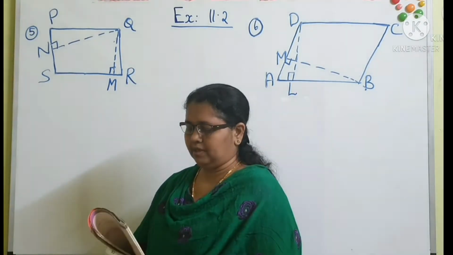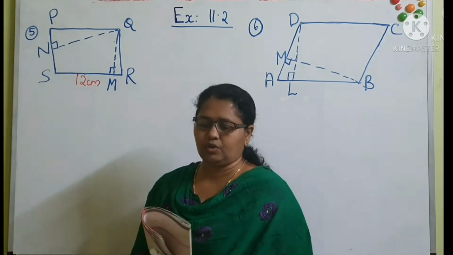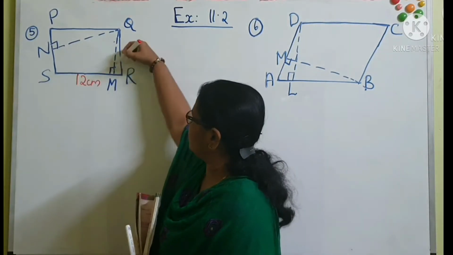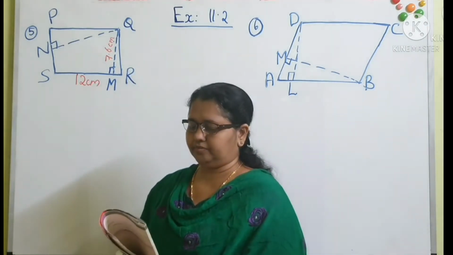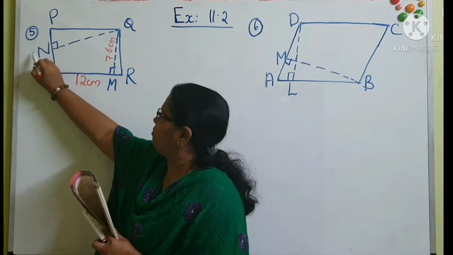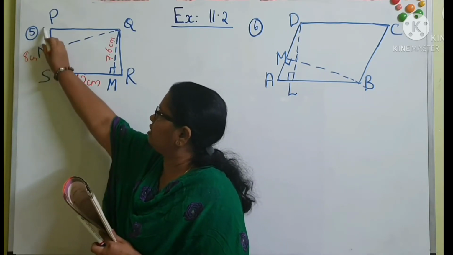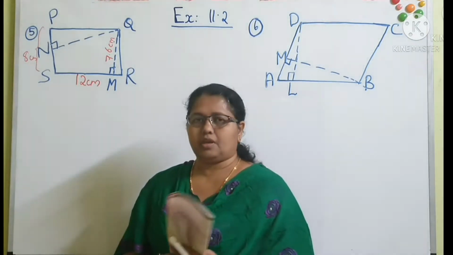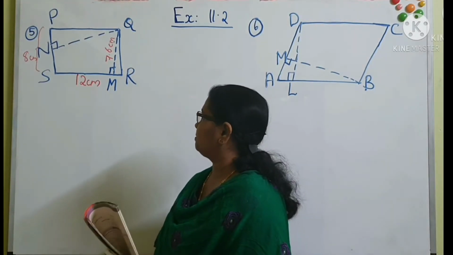Then the length of SR is equal to 12 cm. QM is equal to 7.6 cm. Second part, it is given that PS is equal to 8 cm. So we have to find the area of the parallelogram PQRS.